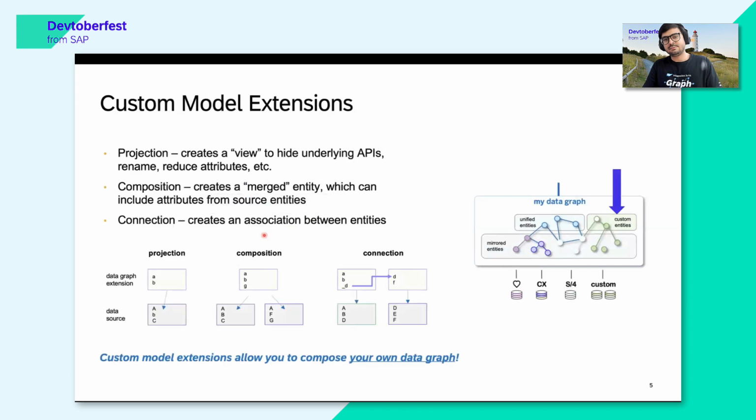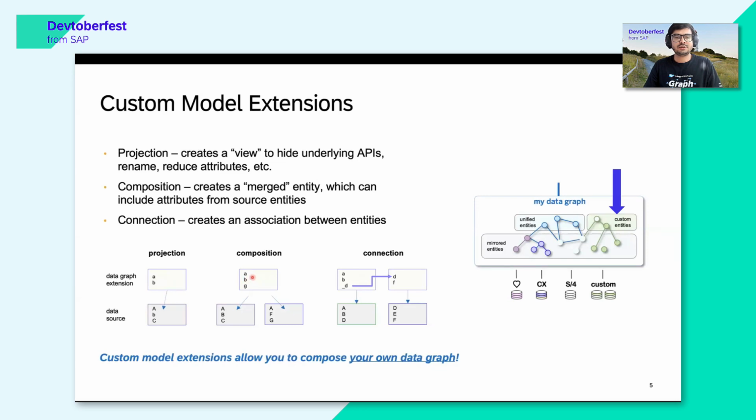So we also call it custom model extensions, and it contains three types of extensions. First is a projection, second is composition, and third is connection. So if you can see the picture here, these letters are basically attributes in a particular entity, and in the case of projection, they are basically the same attributes. They're just, for example, renamed here. So if you can see, this is the original data source, and the attribute is capital A, and it is renamed to small a, just so that it looks cleaner. So this is an example of a projection.